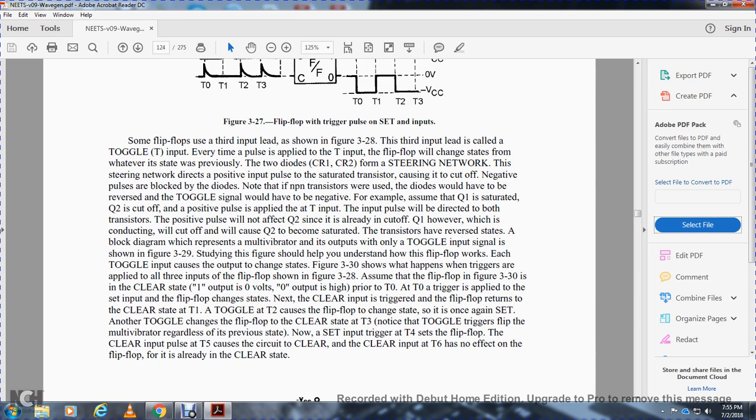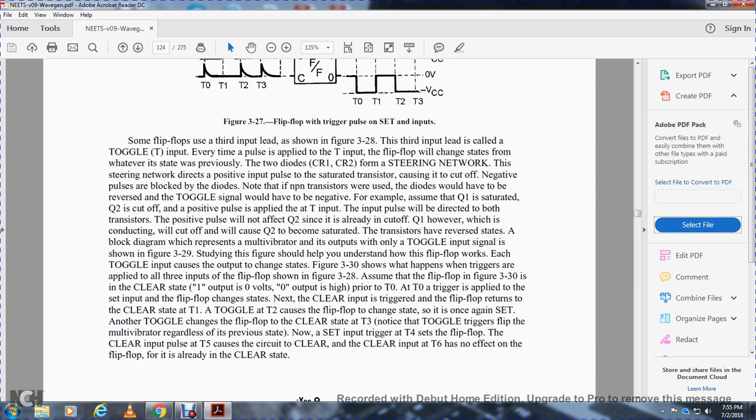Apply the clear input to set the flip-flop chain to the next state. With the trigger, the flip-flop returns to clear. This is shown by toggle 1, toggle 2, then toggle at time 2 changes the flip-flop state. Once again, the set with another toggle changes the flip-flop to the clear state at time 3. Note that the toggle trips the bistable multivibrator regardless of the previous state.